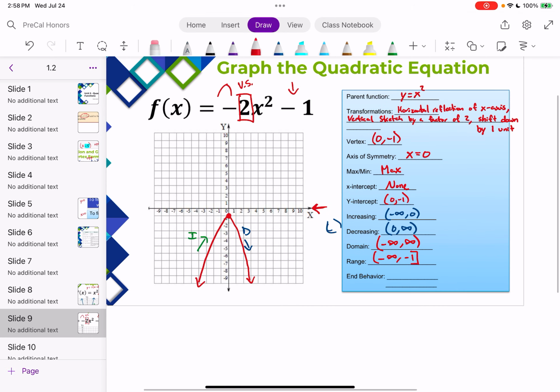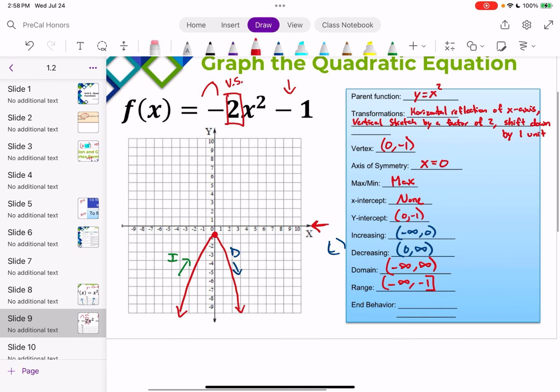We're going to go ahead and write out our end behavior. As x approaches infinity, f of x approaches negative infinity. As x approaches negative infinity, f of x approaches negative infinity.